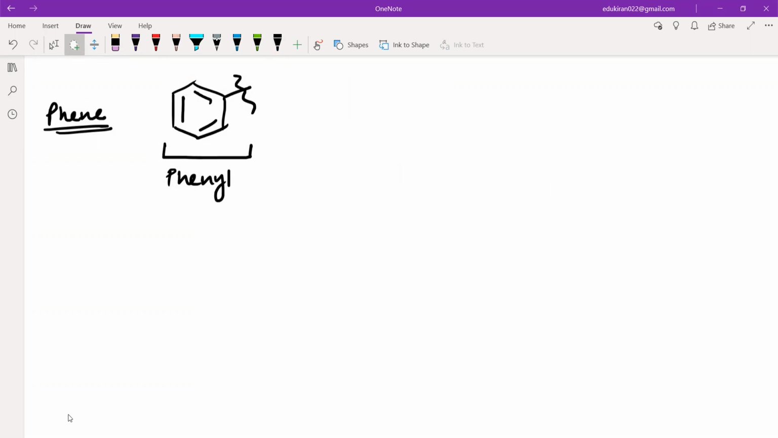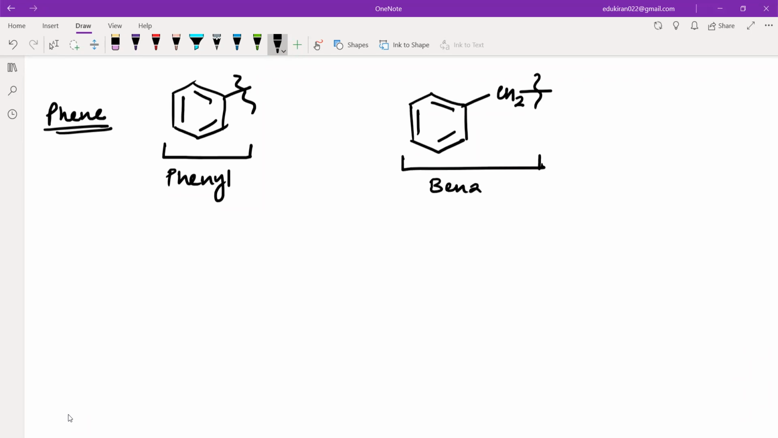What is benzyl? There is one more substituent which is known as benzyl. Benzyl is when you have the complete benzene ring attached to a CH2 group, and this CH2 group is attached to something else. So this complete thing till CH2 is known as benzyl. Please remember that. This is phenyl. It is shown by Ph.